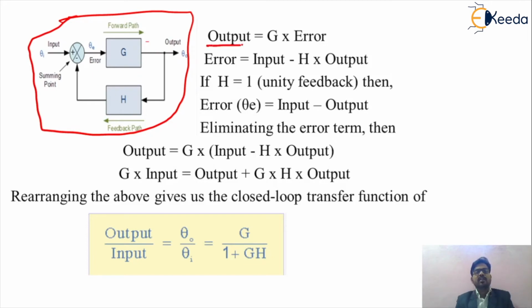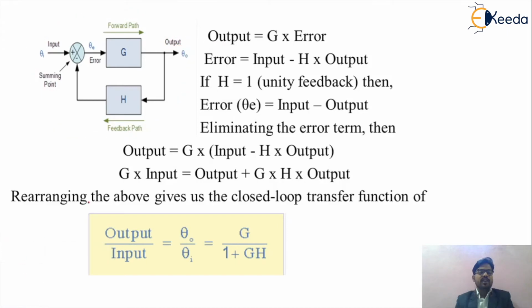So in that particular case, the output is equal to G into error. You have to see this output very carefully while we consider each and every terminology. The output of your system is equal to G into error. So what do we mean by the output? The output is the product of G into error.